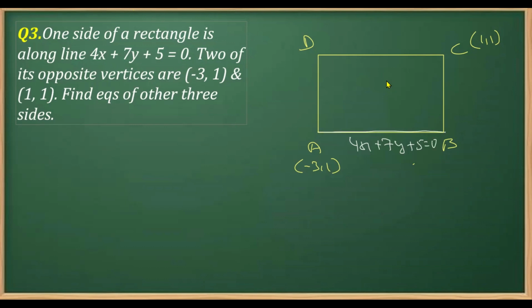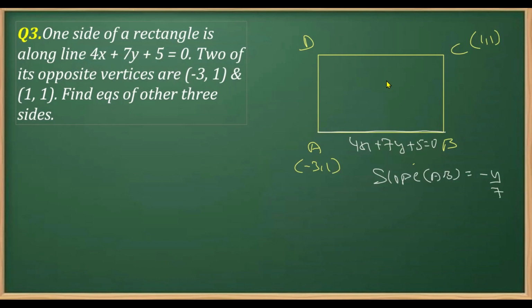We have to find the equation of the other sides. So what I'll do first, I'll obtain the slope of AB using minus a over b. Using this, we can get the slope of AB here. So it's minus a over b, that means minus 4 over 7.